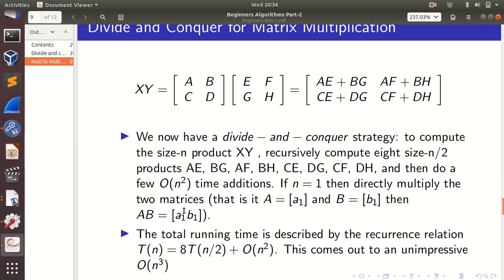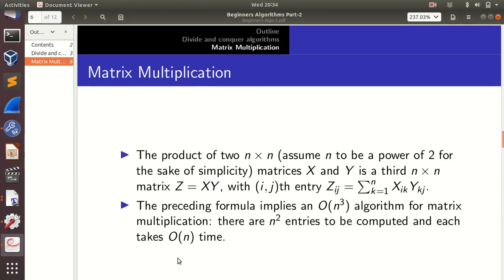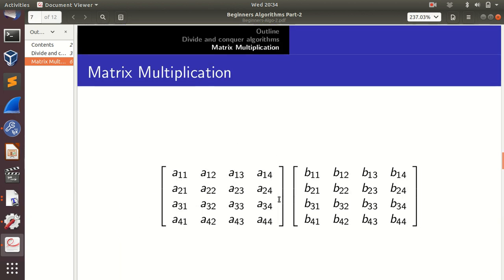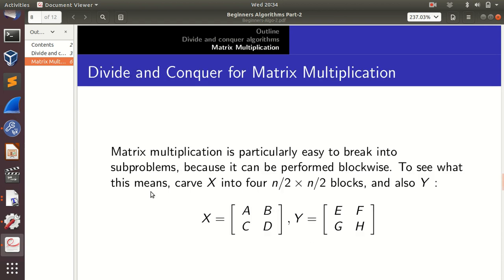If you solve this using Master's theorem, you are again going to land up with n cube. So it's nothing better than the multiplication which we are doing, like taking row-wise multiplication, taking one row and one column and then multiplying with each other.